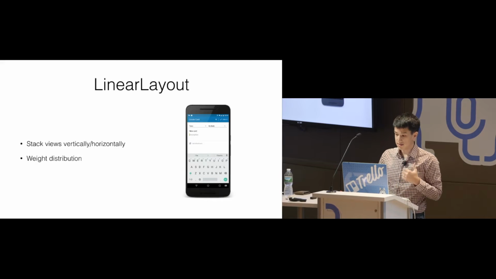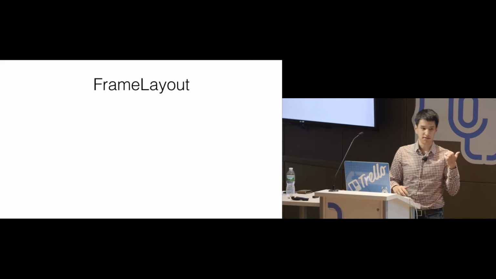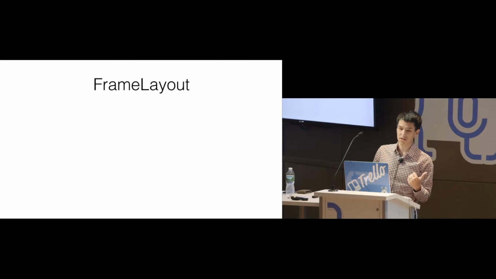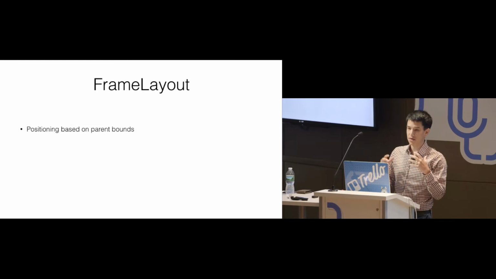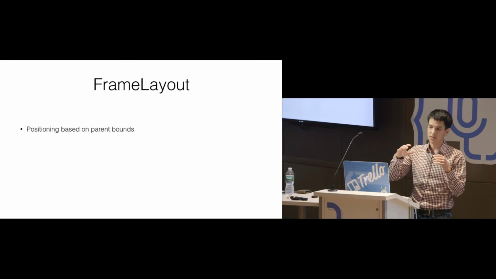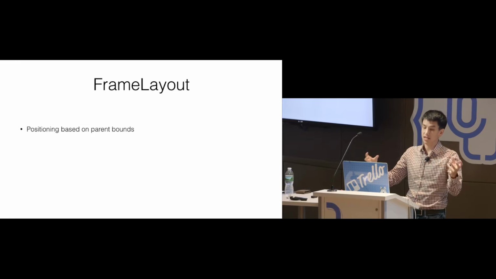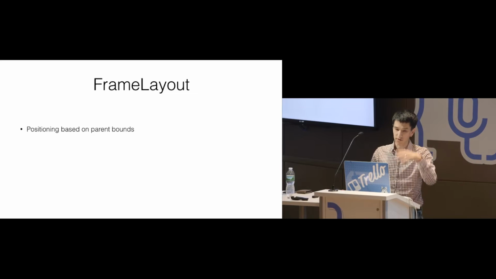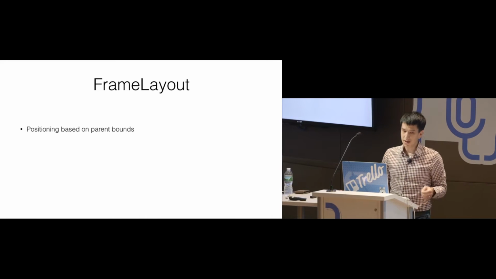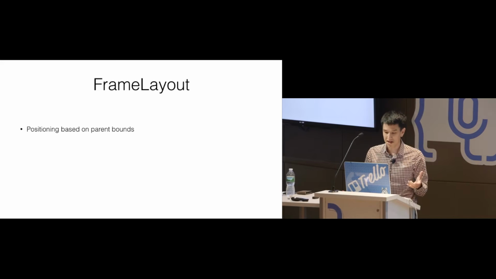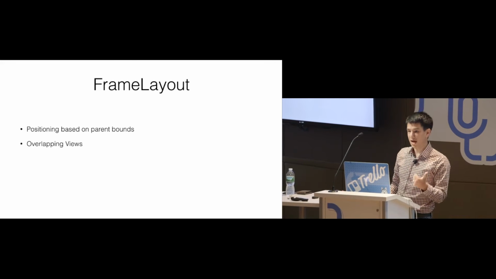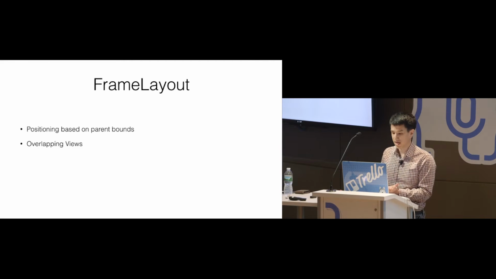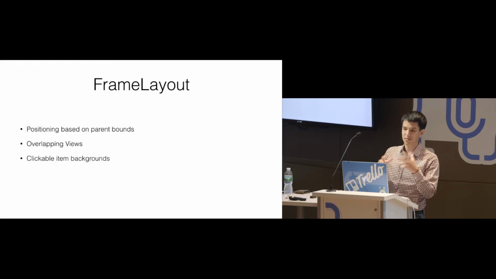So nice and simple, but the FrameLayout's really the one that I love, and I feel like does not get nearly enough love in all of these talks, because it's super simple, and all you can do is position based on the parent bounds. So you can position any child view in the middle of the view group, or you can position it on any of the cardinal edges of the view group, like north, south, east, or west. And it turns out that that's really all you need a lot of the time. It's really good for overlapping views. So if you need 2 views that are on top of each other, FrameLayout's a real easy option for getting those to overlap properly. And it's really handy for clickable item backgrounds.